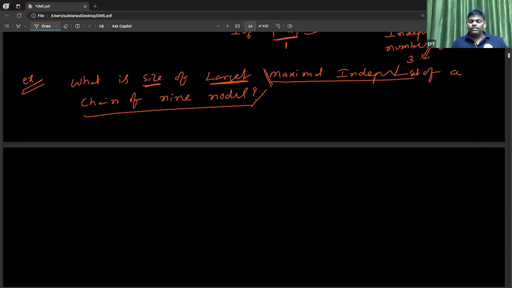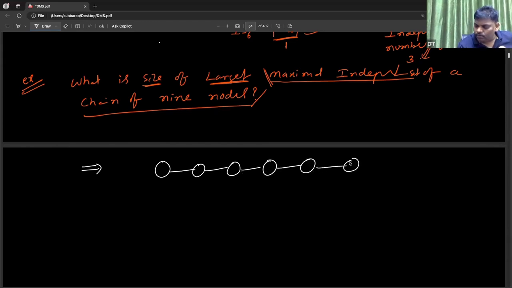The graph is given, a very nice graph: a chain of 9 nodes. If anyone is not getting the graph, you can take the graph. This is the graph they are giving, a chain of 9 nodes, like this: A, B, C, D, E, F, G, H, I.